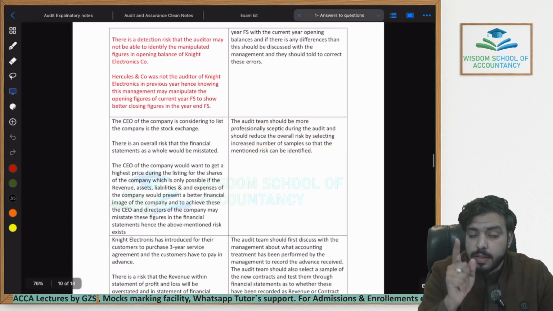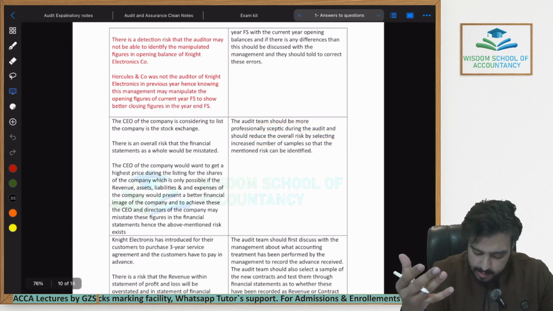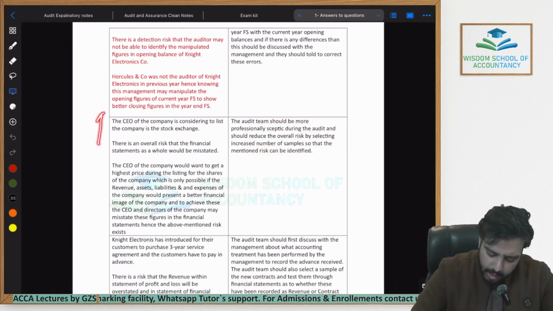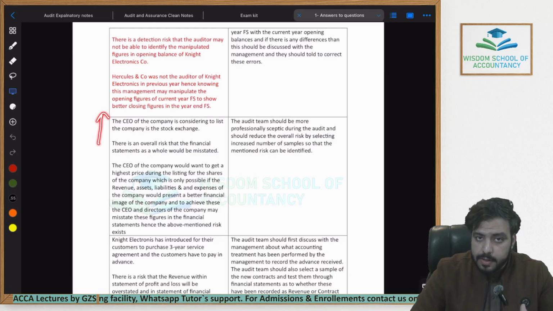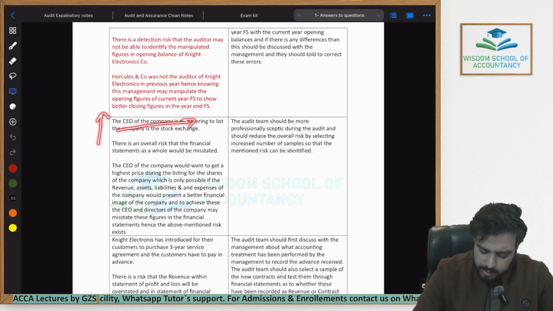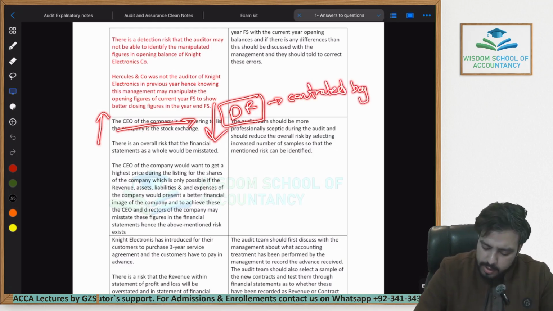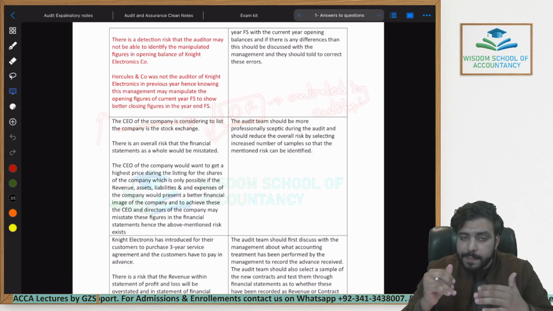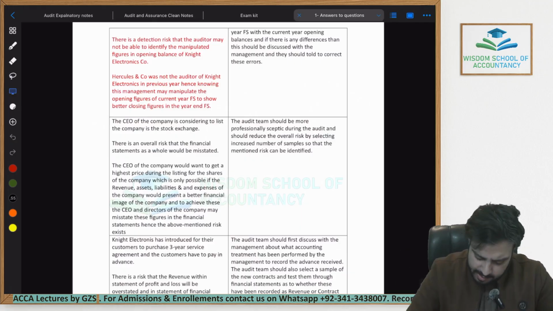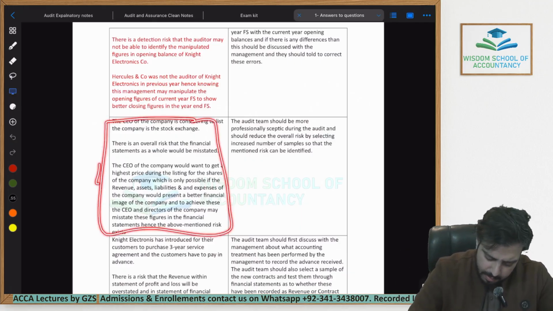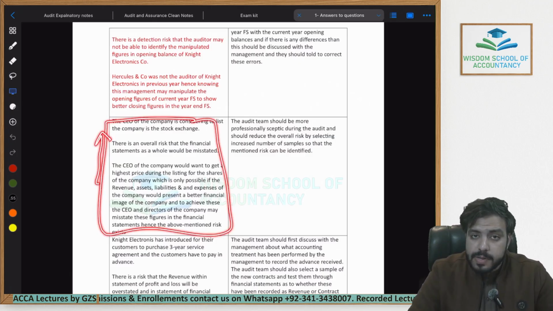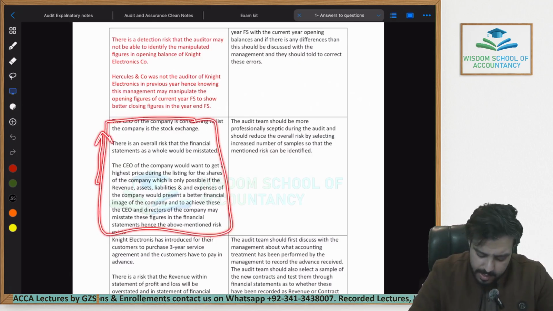I told you within the lectures as well, I am repeating this again and again, that the higher the ROMM, risk of material misstatement within financial statements, the more the auditor will have to reduce the detection risk. The detection risk is something that is controlled by the auditor. And how can an auditor increase or reduce the detection risk? By selecting a low number of samples or a high number of samples. In this case, this is the ROMM. The risk of misstatements within financial statements is very high in this case.